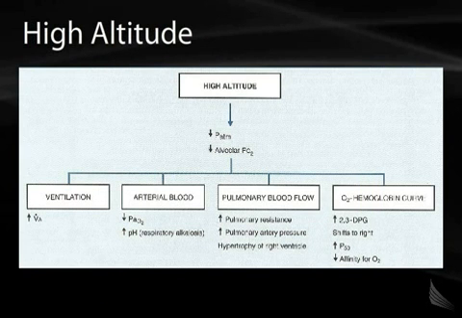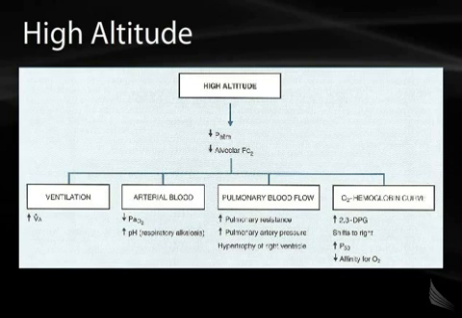Let's now look at our responses to high altitude. At high altitude, the atmospheric pressure is lower, and the alveolar PO2 therefore would be lower as well. The response to this is to increase our minute ventilation. We expect, because of lower alveolar O2, a lower arterial O2 as well. In response to this, we're going to breathe more rapidly. This will raise the pH in our blood and create a relative respiratory alkalosis.